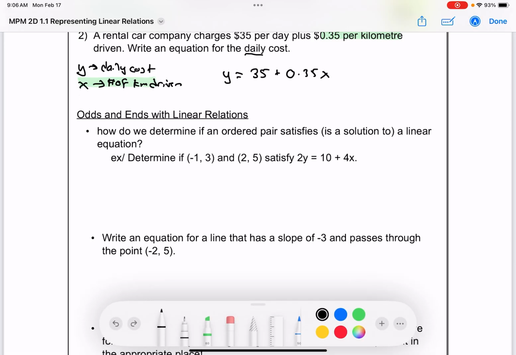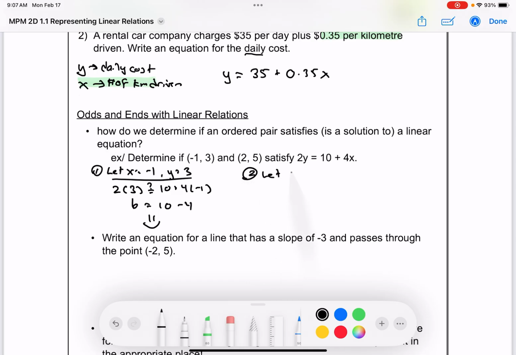Okay. And then odds and ends is, again, stuff that we've talked about already in this exact class. So if we want to figure out if an ordered pair satisfies or is a solution to a linear equation, we plug it in. For number 1 here, we would let x equal -1 and y equal 3 and see if it works. So 2 times 3, does that equal 10 plus 4 times -1? I think I can pretty confidently say that 6 equals 10 minus 4, so yes. That means the point -1, 3 is on the line. So if I graphed that line, -1 and 3 would be on it.